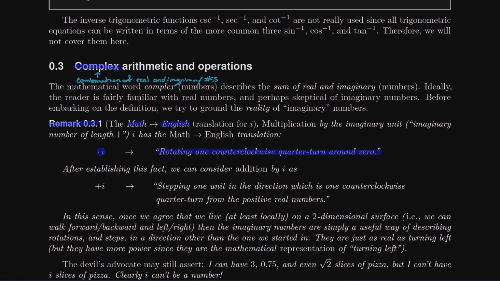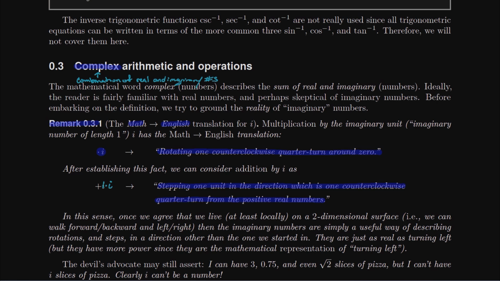And once you establish that fact, adding i actually makes a lot of sense, because adding i is really adding 1 times i, right? So you're adding 1 unit in the direction of a counterclockwise quarter turn. So just think about stepping 1 unit in the direction which is one counterclockwise quarter turn from the positive real number. So wherever you define your forward, positive direction to be, you're not stepping 1 unit in that positive forward direction. You're also not stepping 1 unit in the backwards direction, right? Because i is not negative.